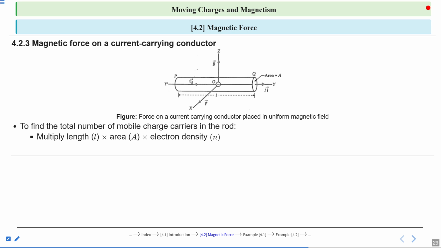Small n is the number of mobile charge carriers per unit volume of the conductor. If we multiply this with volume, we will get the number of mobile charge carriers, the total number of mobile charge carriers in the conductor, capital N.